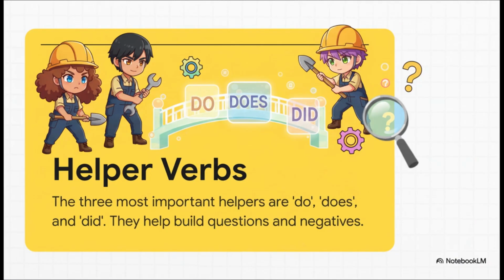So what are these things? Well, they're exactly what they sound like. They help you build the sentence. And for what we're doing, we only need to focus on the three big ones: do, does, and did. Just think of them as the construction workers of your sentence. They do all the heavy lifting for you.